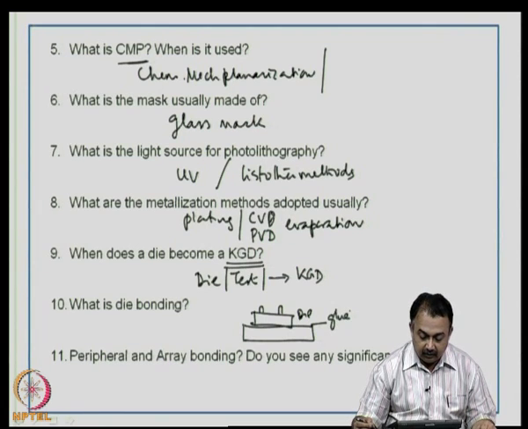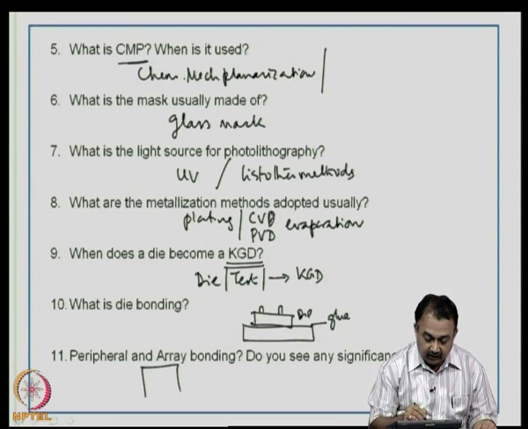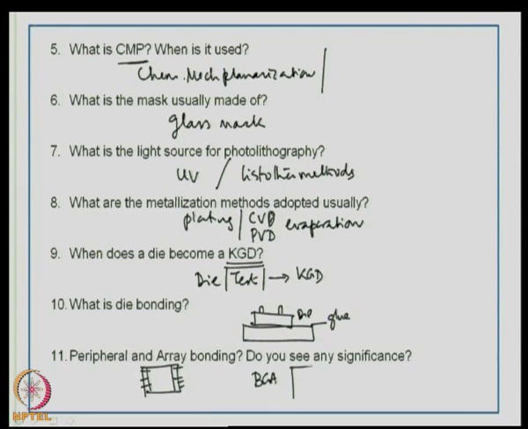Peripheral and array bonding, do you see any significance? I have discussed this quite a lot. Basically, in a DIP package you see peripheral bonding, whereas in a BGA you will see area array bonding. You must be able to explain why the density is higher in a BGA compared to a DIP package. So, in some sense you will be able to define peripheral and array bonding highlights.